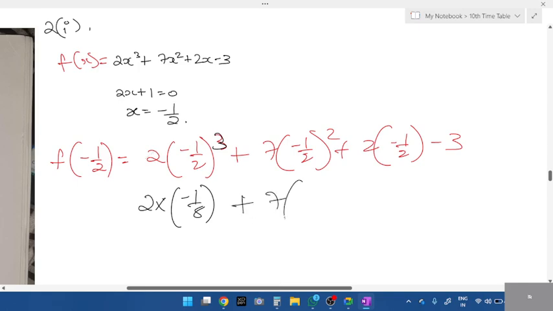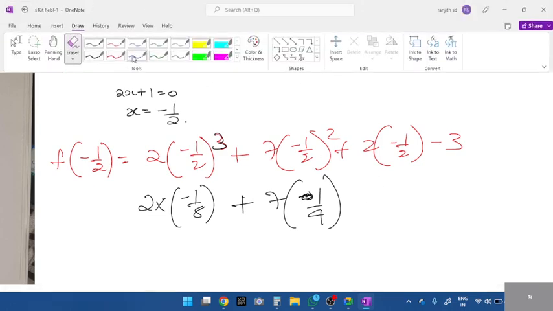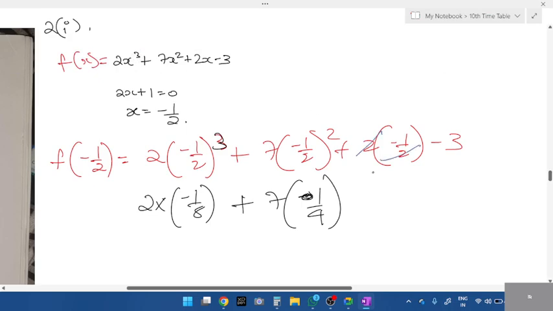Plus 7 into minus 1 by 4. Sorry, plus 1 by 4. Plus. When you open the bracket, what do you get? Do we have any degree here? Next to 2, do we have any degree? So you can directly cancel. Remember this. When there is no degree, directly cancel.